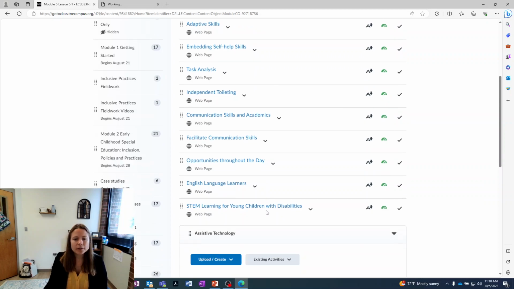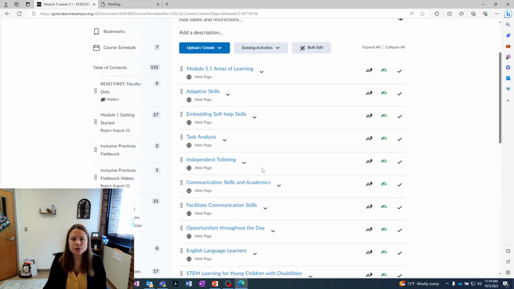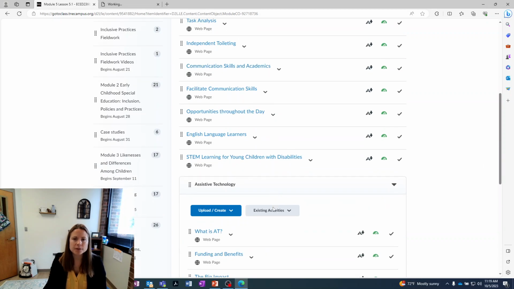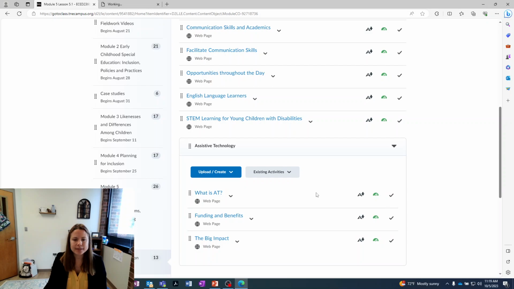goals? Then we're going to look at English language learners and how this affects students with disabilities in an inclusive classroom. And how do we communicate those self-help skills and teach them those embedded skills that they need? And then STEM, right? How is this related to young children with disabilities, and how do we incorporate that into our classroom? And lastly, we have assistive technology.